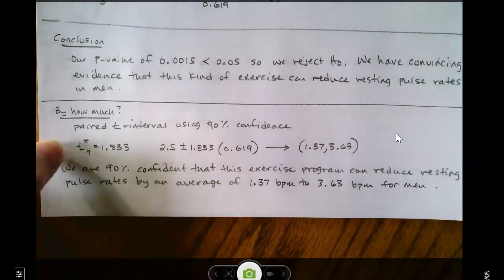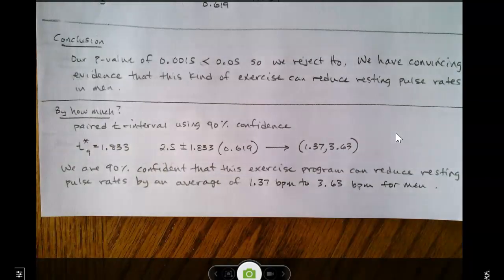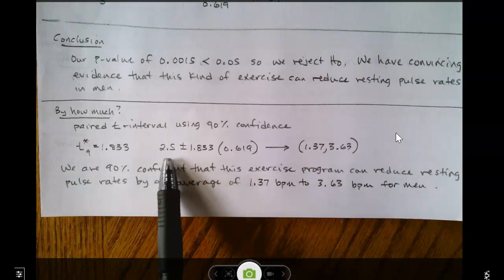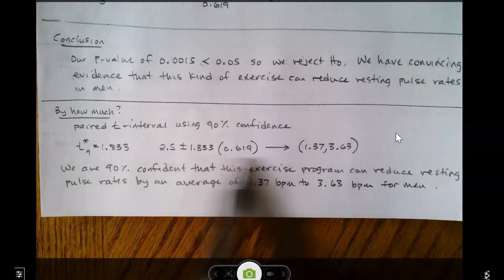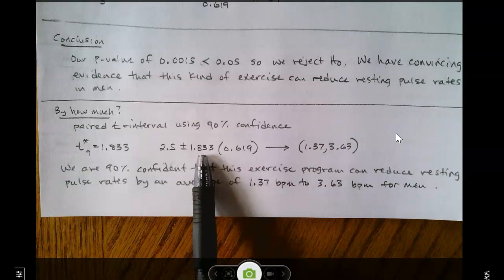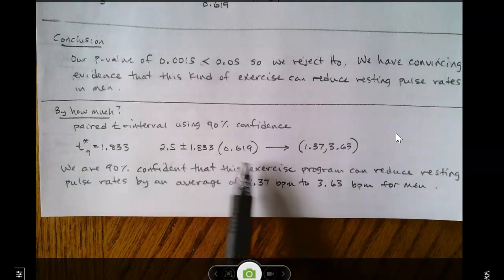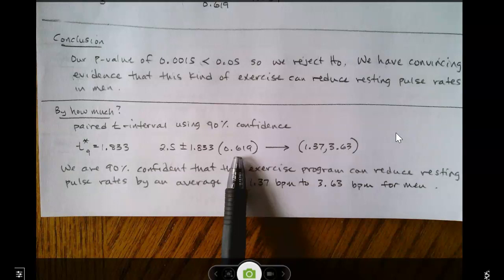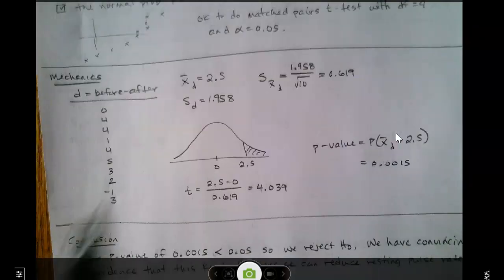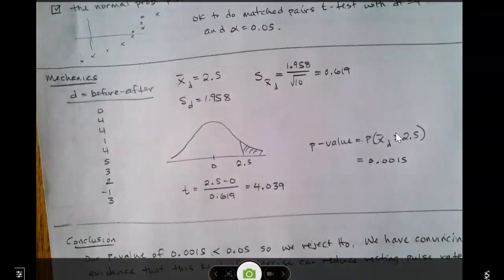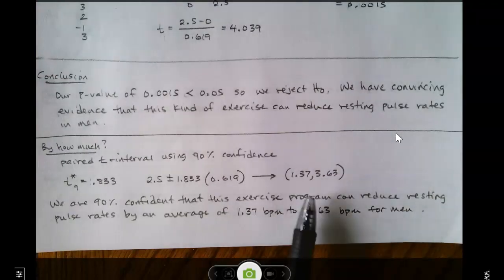I calculated t star for 90% confidence. That's just right on your calculator. We're using 9 degrees of freedom. And then we're just going to plug into our formula for creating the confidence interval. So that formula is the same all the time. It's your observed statistic, which in this case is our average difference. And then our margin of error here is going to be our critical value, which is in this case our t star, times the standard error of our statistic. So that standard error is the same as it was up here. So I'm just pulling that number from up here. And that'll give us this confidence interval here.